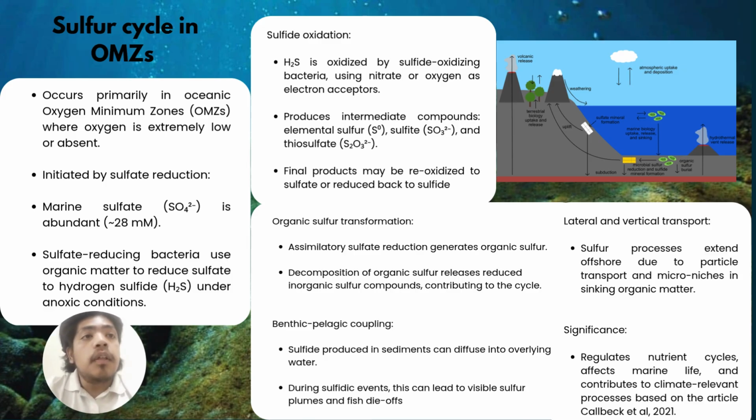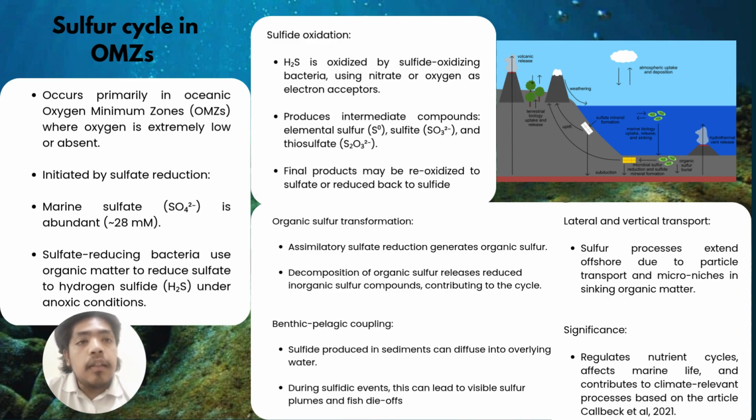Here we look at the oceanic sulfur cycle, especially in the oxygen minimum zone, or OMZ. In this low oxygen area, bacteria reduce abundant seawater sulfate into hydrogen sulfide using organic matter. This sulfide is then oxidized by microbes using nitrate or oxygen, forming intermediate compounds like elemental sulfur, thiosulfate, and sulfite. These compounds cycle between forms, being oxidized back to sulfate or reduced again to sulfide.